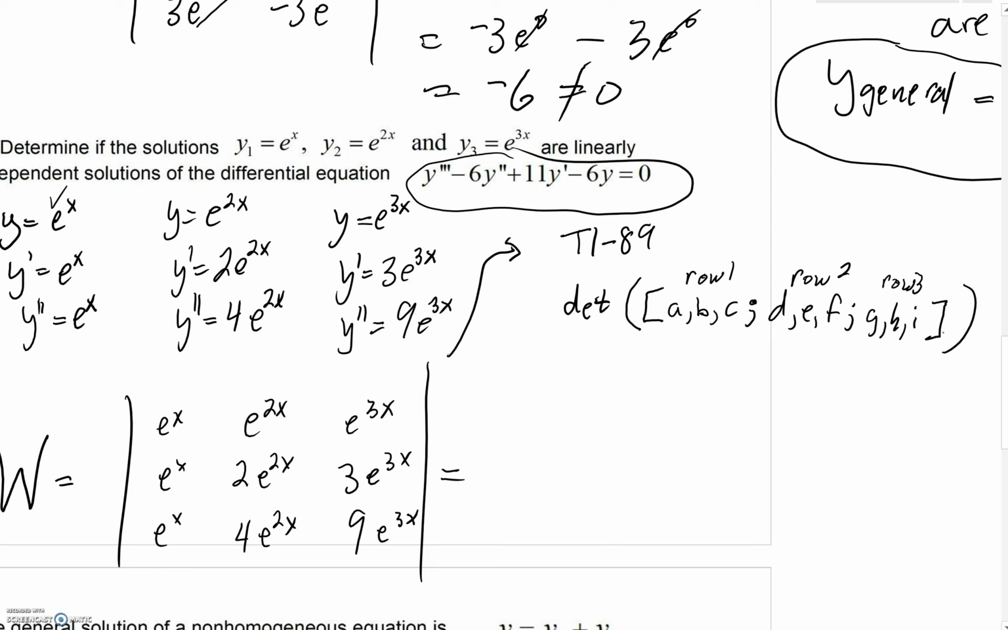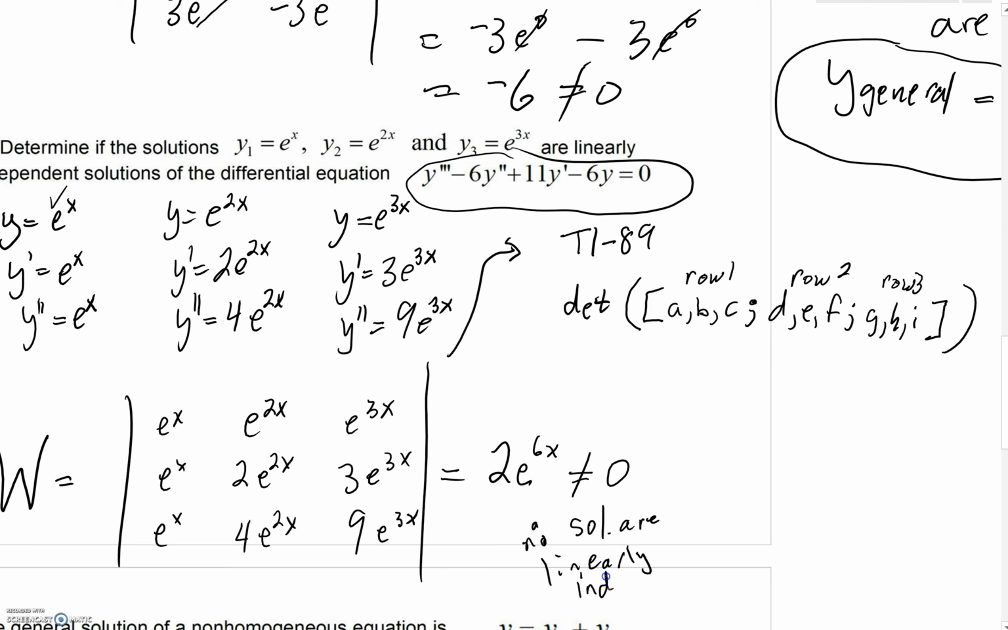I'll leave it to you to type this in. It just takes a little bit of time. I've already done it. You should get 2e to the 6x. By the way, you could do that by hand also. That's not 0. Therefore, the solutions are linearly independent.